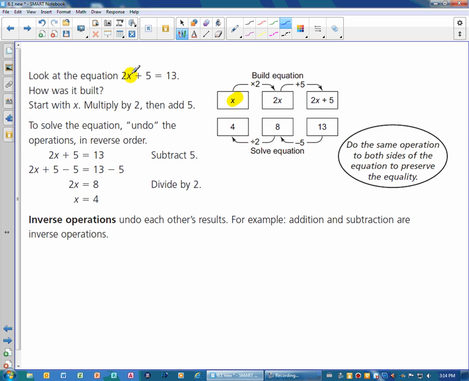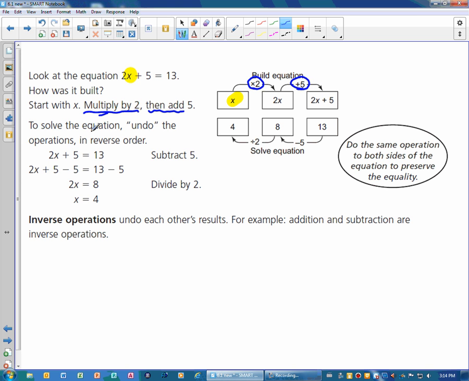First of all, we had x, and then now it says 2x. Well, how do you get 2x from x? You multiply by 2. So that's the first thing that happened. We multiplied by 2, okay? And then we're adding 5, which they're showing you here. So to start with x and end up with 2x plus 5, you first multiply by 2 and then add 5, okay?